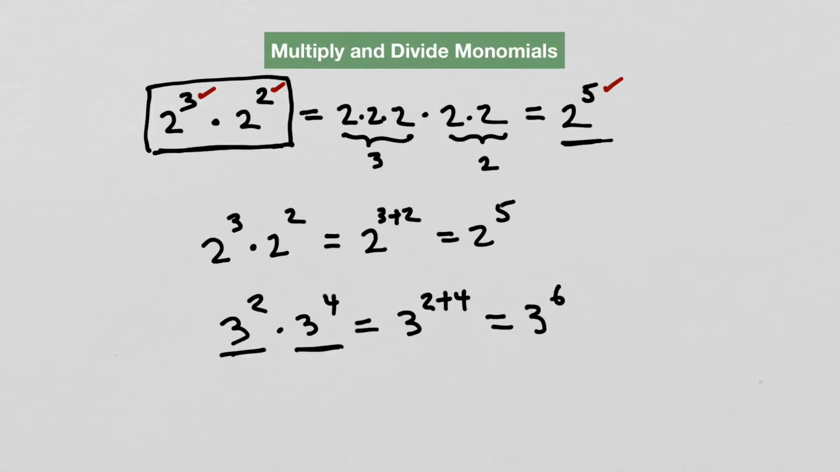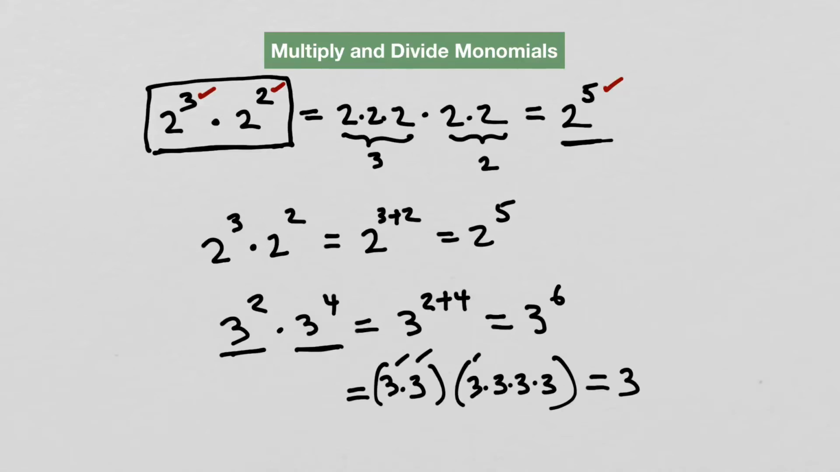Okay, so let's test that out. This is equal to 3 times 3, that's a set of 2, times 3 times 3 times 3 times 3. And there are 4 of them. And that is equal to 3 to the 1, 2, 3, 4, 5, 6 to the 6th power.